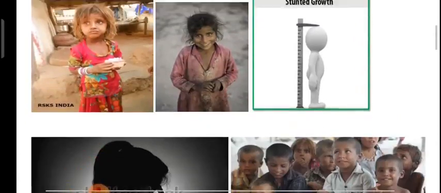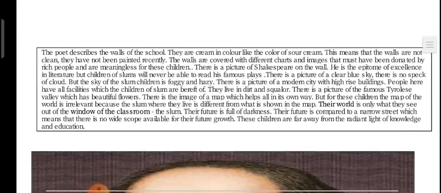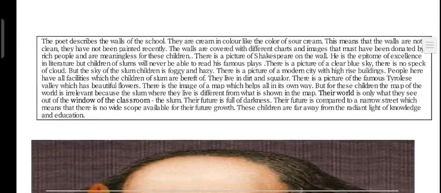Then, second stanza. Let us have a look at the second stanza. In the second stanza, the poet describes the walls of the school. They are cream in color, like the color of sour cream. This means that the walls are not clean. They have not been painted recently.